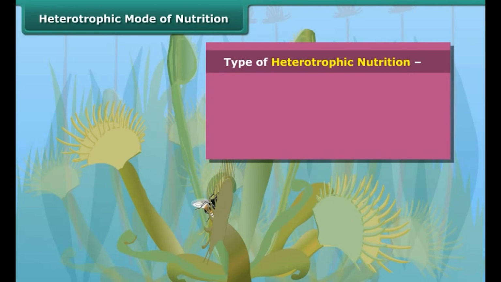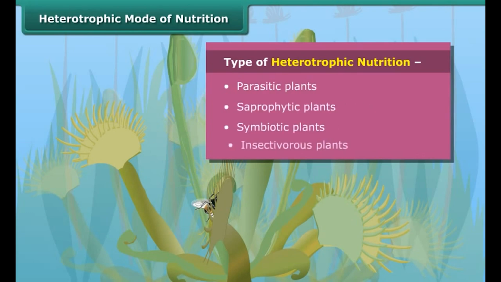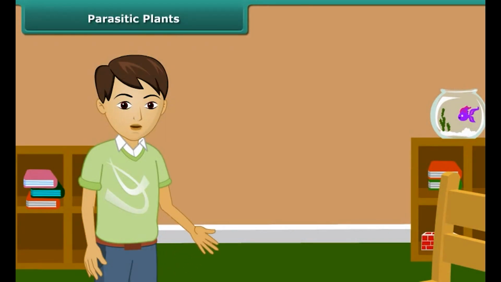There are 4 types of heterotrophic plants: parasitic plants, saprophytic plants, symbiotic plants, and insectivorous plants. Now let's learn them one by one in detail. Let's start with parasitic plants.